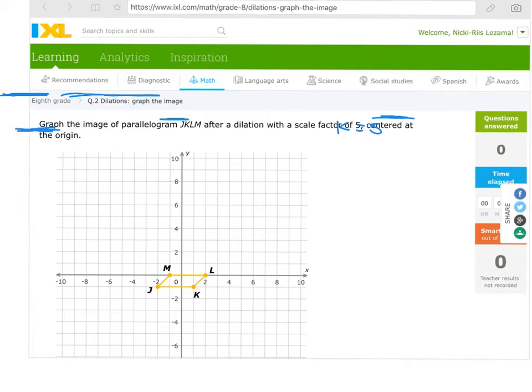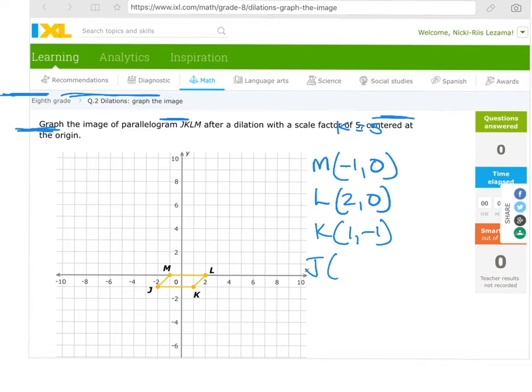So once we see center of enlargement at the origin, the first thing we could do is take the coordinates. So M is the point, we read X first, so minus 1, 0. L is the point 2, 0. K is the point 1, minus 1, and J is the point minus 2, minus 1. And the scale factor is 5.